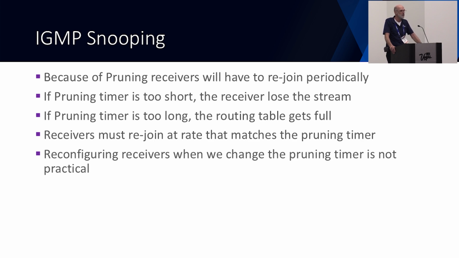Because of the pruning, the receiver will have to rejoin that stream periodically, otherwise I'll lose the signal. If the pruning timer is too short and I don't have time to rejoin, I'll lose the signal momentarily. If the pruning timer is too long, the table is going to build up, okay? So the receiver will have to rejoin periodically at a rate that is a little bit faster than the pruning timer, and everything will be perfect. But if I decide to change that pruning timer on the network, I would have to reconfigure all the receivers to join at a different rate, and that's not very practical.